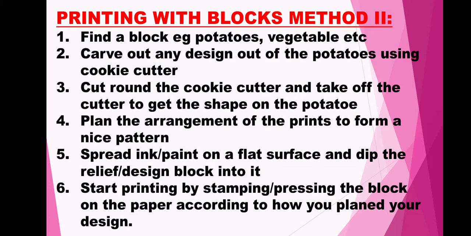Step 3. Cut around the cookie cutter and take off the cutter to get the shape of the potato. So when you obtain your cookie cutter, what you need to do is to cut the surface of your potato. Push your cookie cutter on the surface of where you have cut. After that, cut around this metallic object, which is your cookie cutter. This is where you end up obtaining the design onto your potato. Then point 4, you plan the arrangement of your print in order to form a nice pattern.